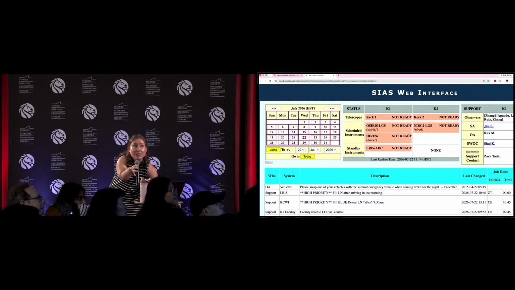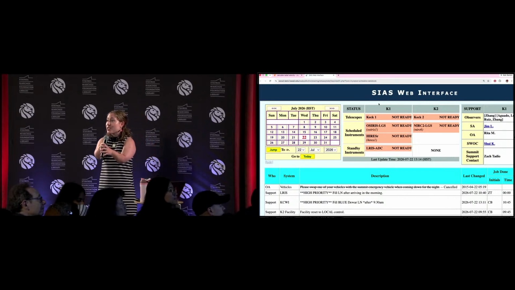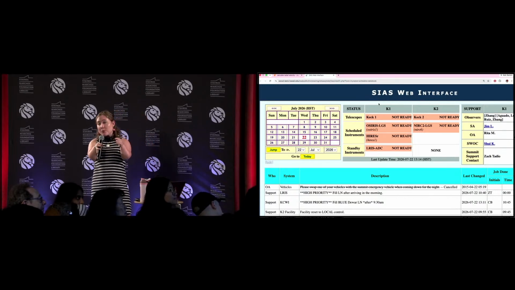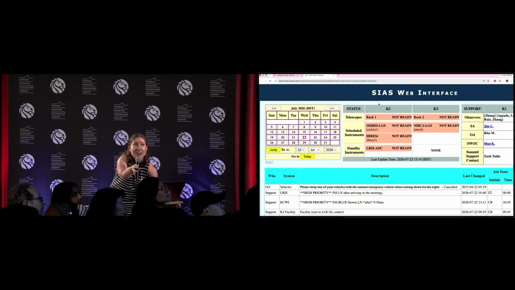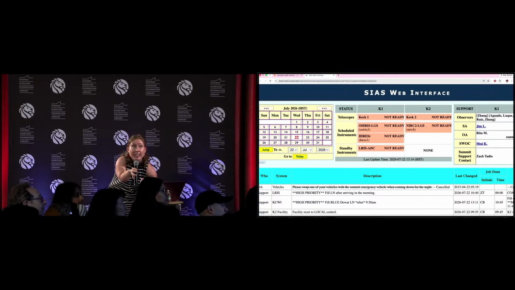All of these are red, which says that it's not ready. So the astronomers cannot start doing their tests. You have to just keep refreshing until these turn green. We can see that there are 2 instruments being put on Keck 1 tonight and just 1 instrument being put on Keck 2.